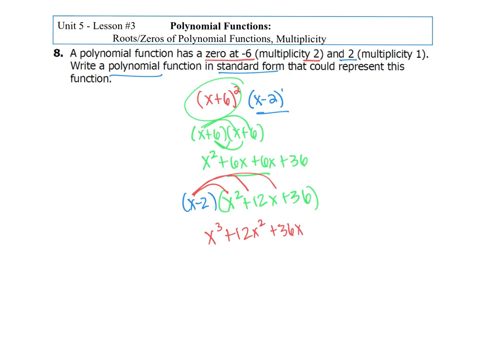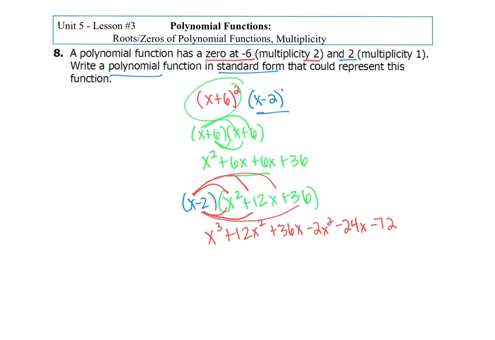Okay, we got to the end, so now we come back to our first set of parentheses, and we're going to take negative 2 for its turn to multiply. We're going to get negative 2x squared. Negative 2 times 12x is negative 24x. And negative 2 times 36 is negative 72.